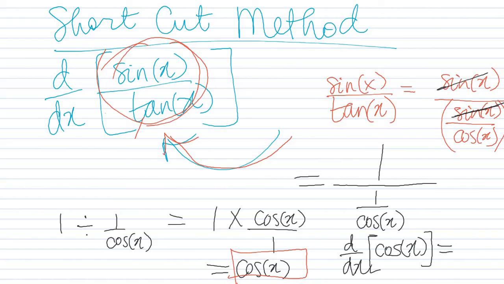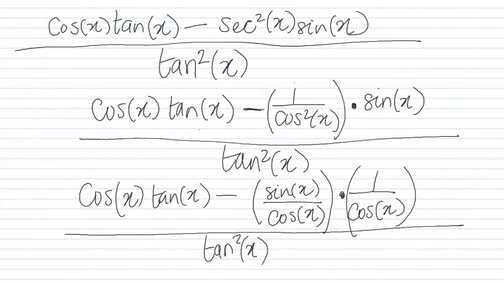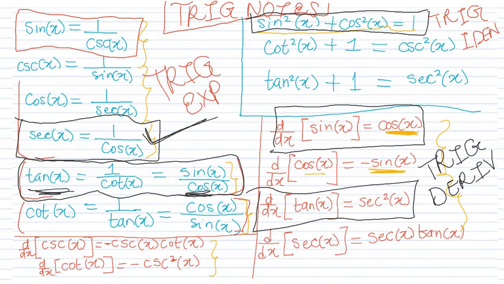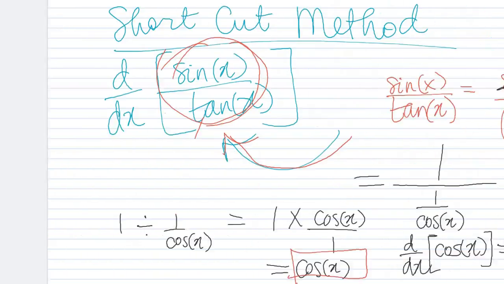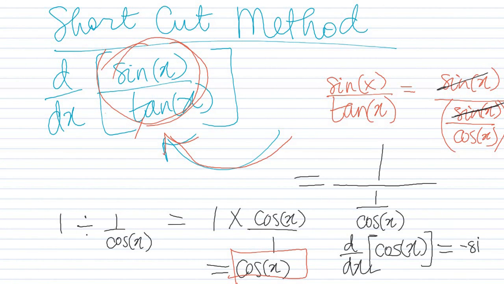Let's go to our beautiful trig notes. What does the trig note say? The derivative of cosine x is the same thing as negative sine x. So therefore, our answer is now going to be negative sine x. And then now you see our shortcut method.